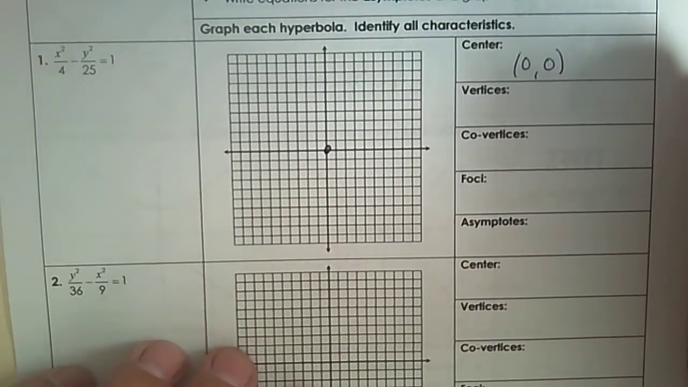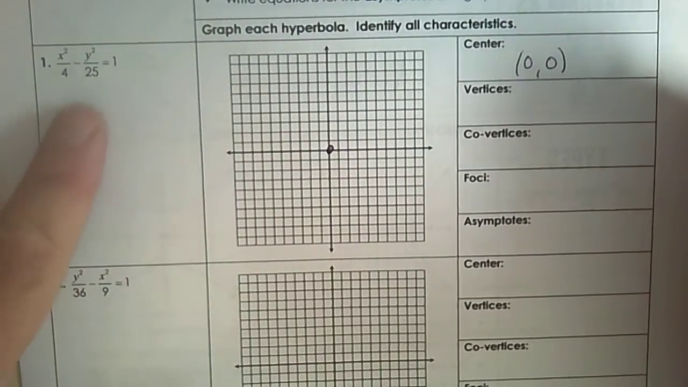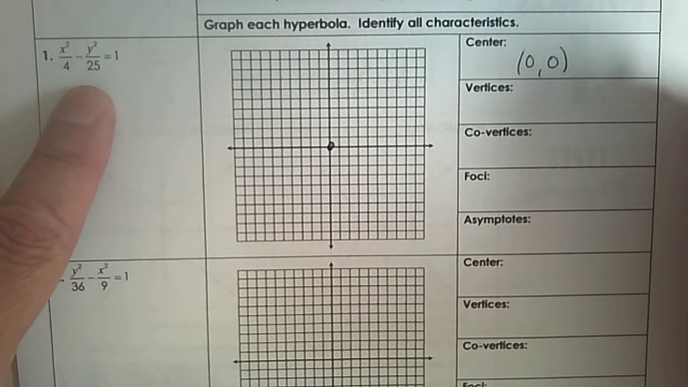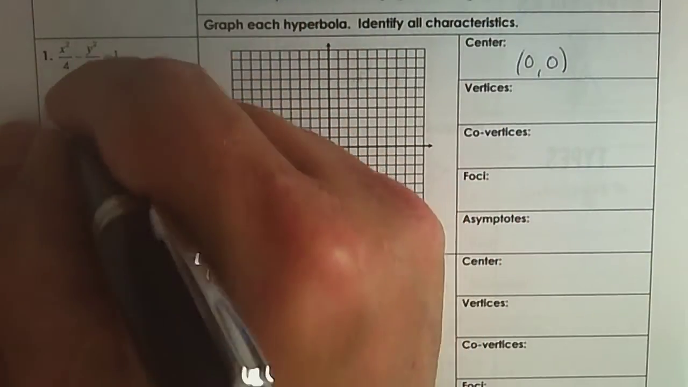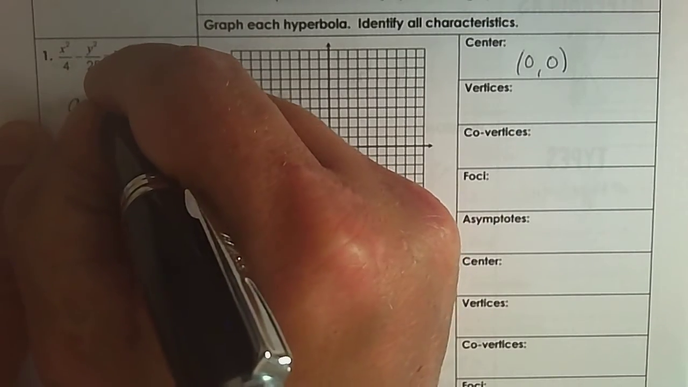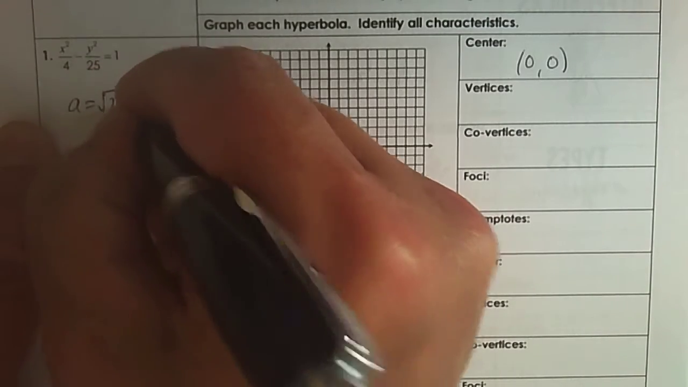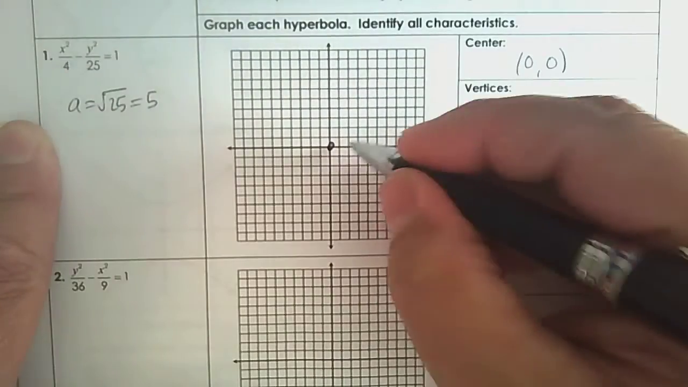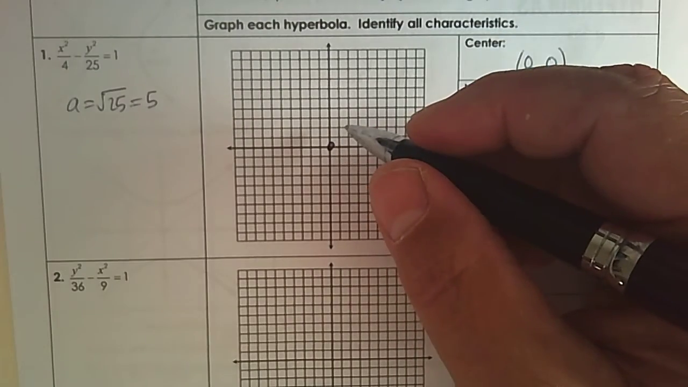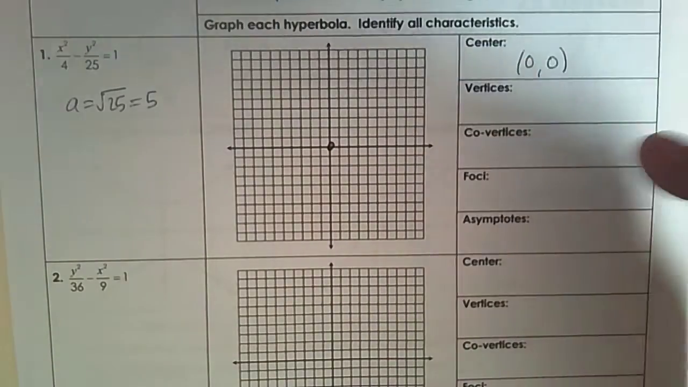To find the vertices, you look at the larger denominator. The larger denominator would be what a equals. It's the square root of 25, so it's 5. From here, because it's under the y, we're going to count up and down.